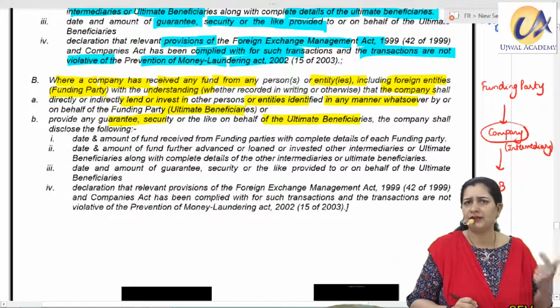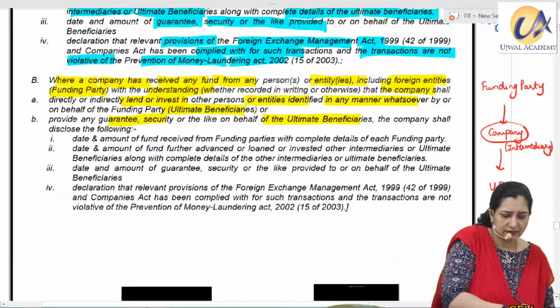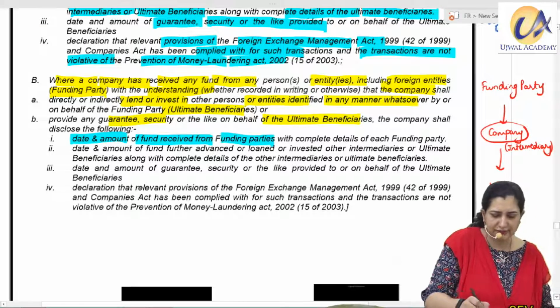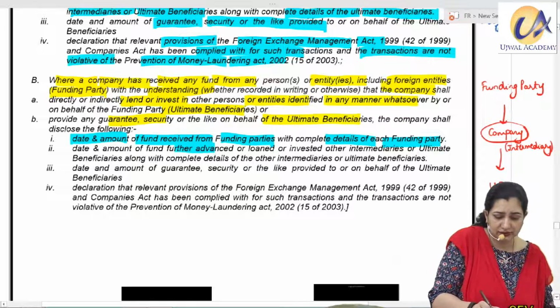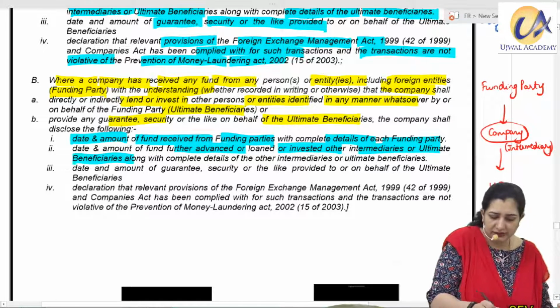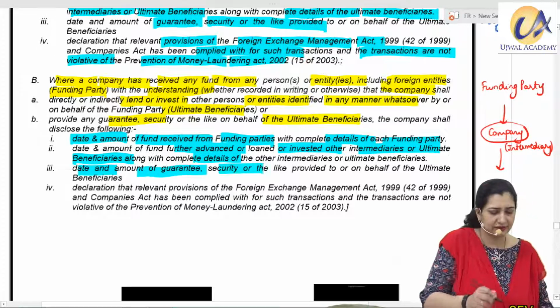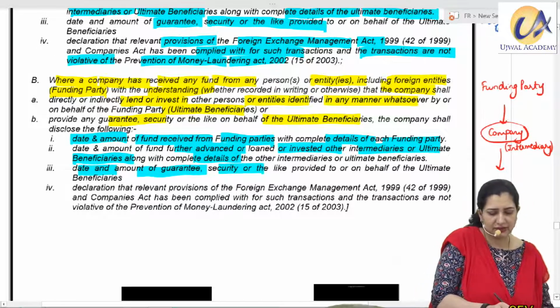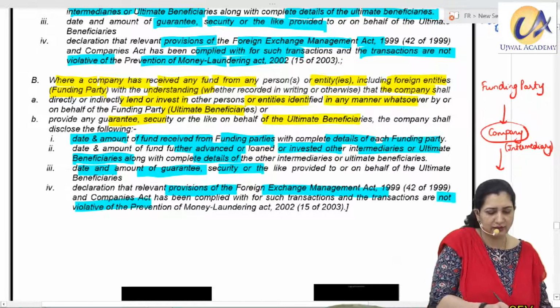So same thing, now we have to disclose. What all you will disclose? The amount of fund received from the funding party. We want details of each funding party. We want how it is further advanced, given to other intermediaries or ultimate beneficiaries with the details of them. The amount of guarantee, etc. And again, where the provisions of FEMA have been followed and it is not violative of our Money Laundering Act.